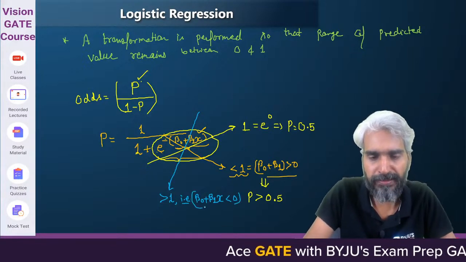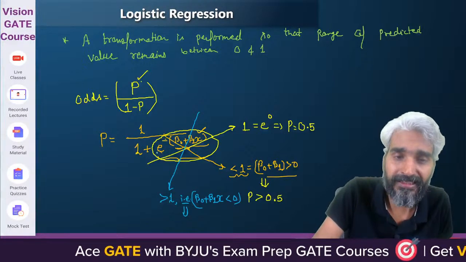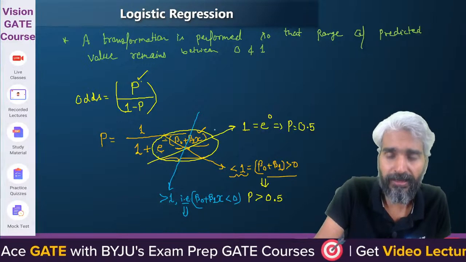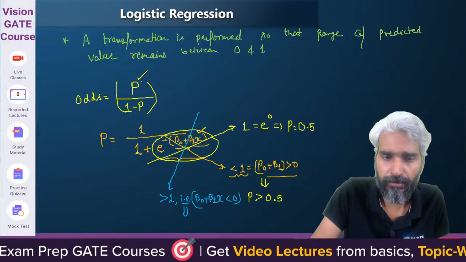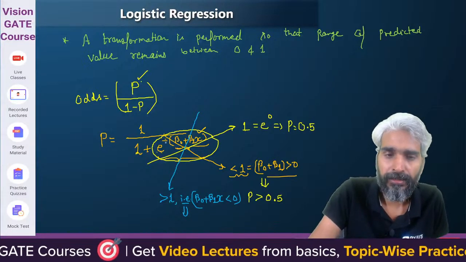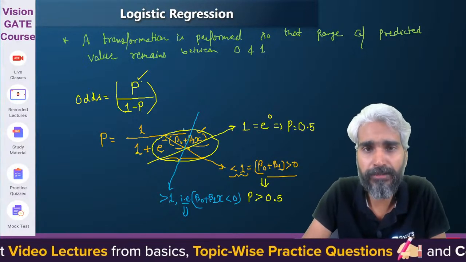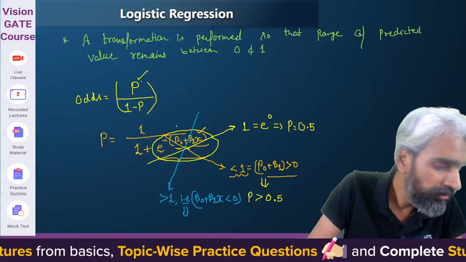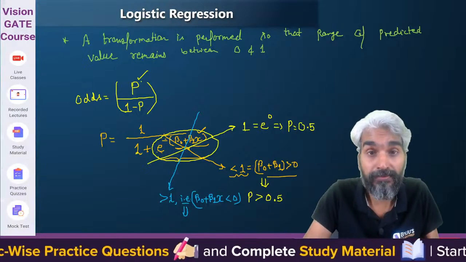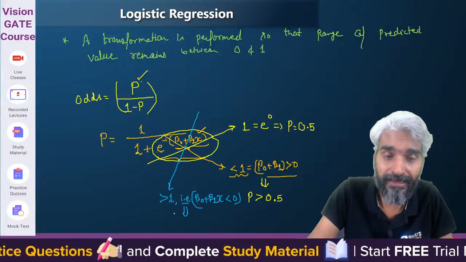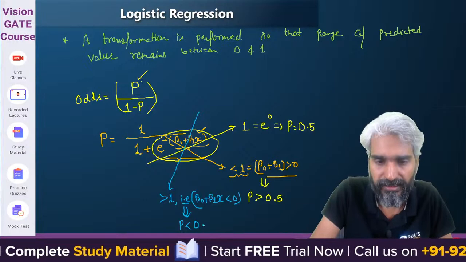So if beta 0 plus beta 1 x is negative, then it implies that the denominator will be 1 plus some value which is greater than 1, because e raised to some positive value will be greater than 1. So the denominator will become greater than 2. If the denominator becomes greater than 2, then the probability will become less than 0.5. Are these three things clear?